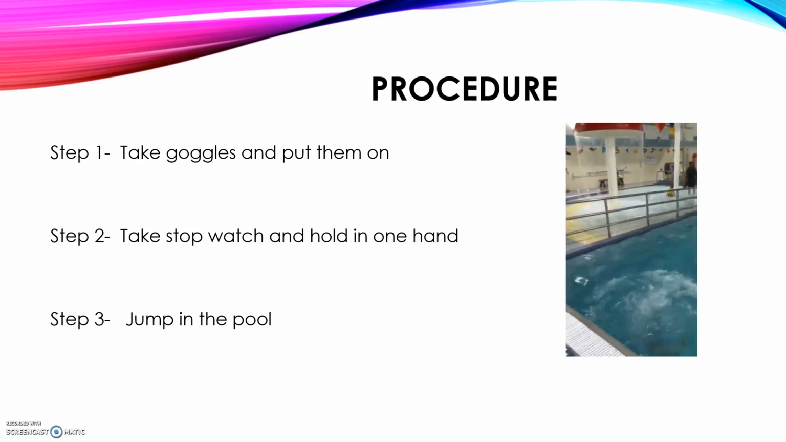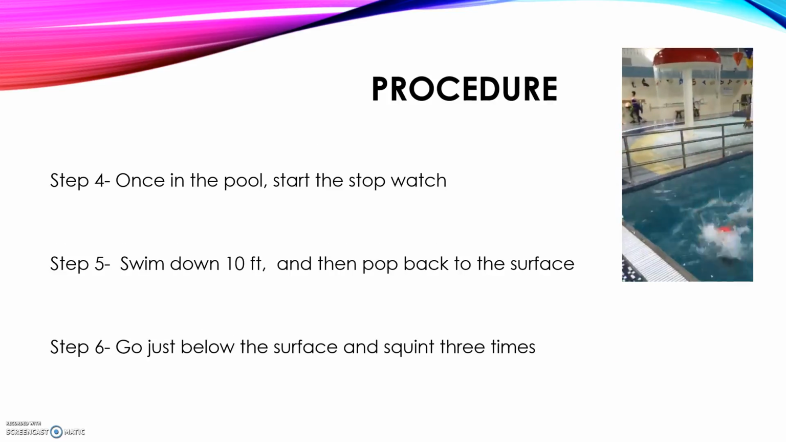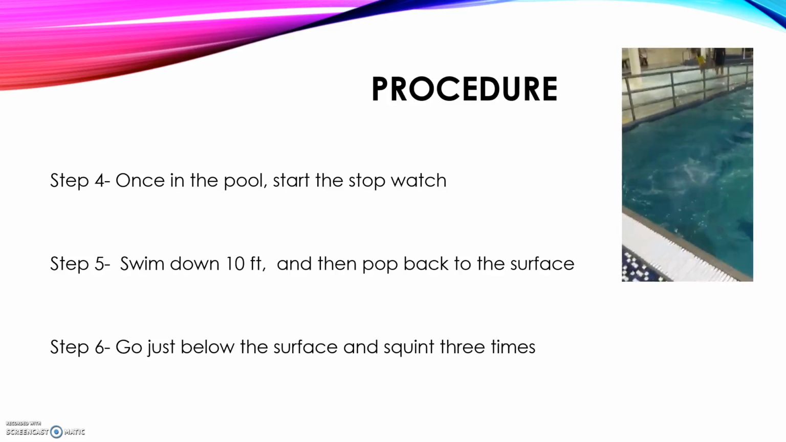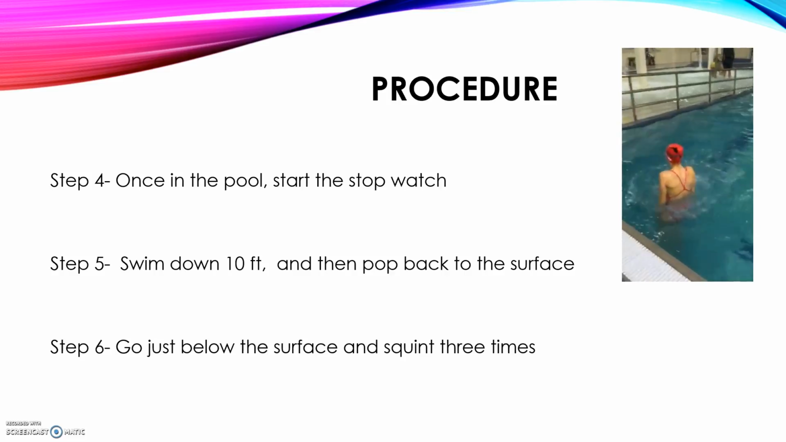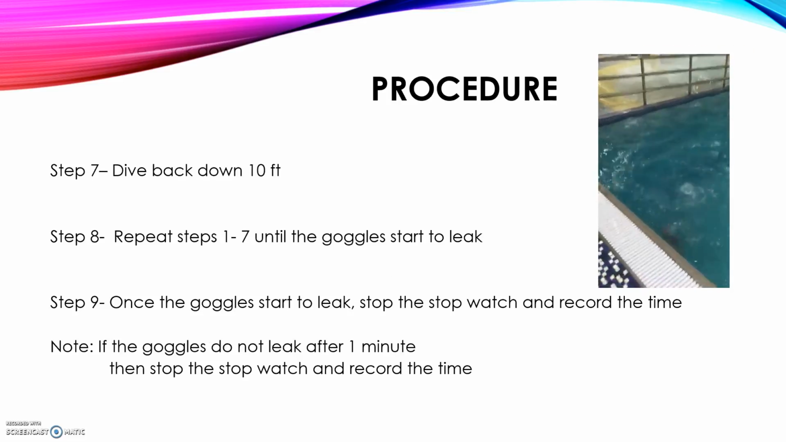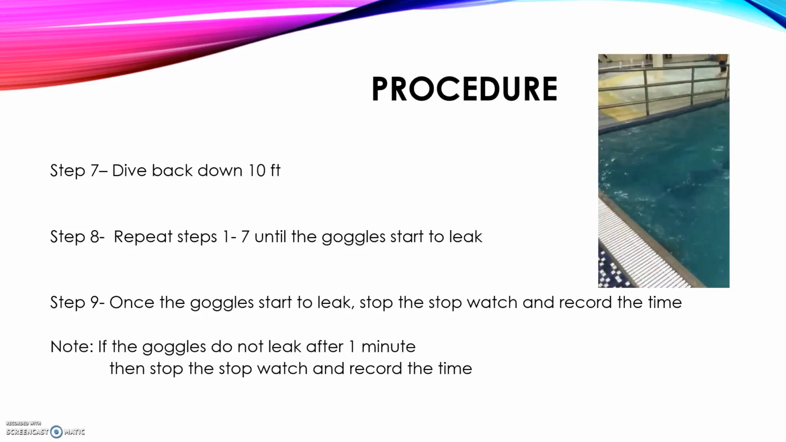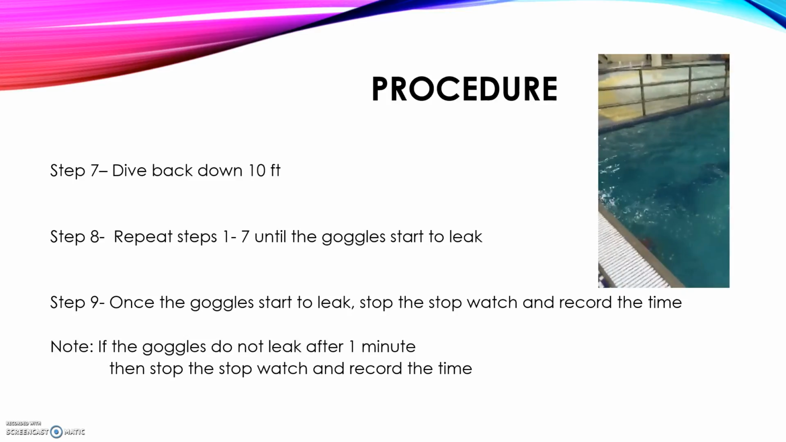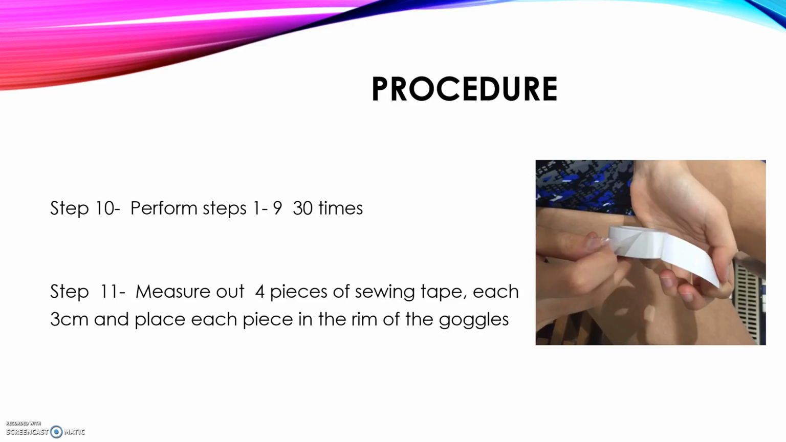Procedure. Steps 1 through 3, I wore goggles and jumped in the pool. During steps 4 through 6, I started the stopwatch, dived 10 feet, squinted 3 times, and came up to the surface. During steps 7 through 9, I repeated steps 1 through 7 until goggles leaked. Time was recorded. Steps 1 through 9 were repeated at a max of 1 minute unless goggle leakage occurred sooner. During steps 10 through 11, steps 1 through 9 were repeated 30 times.